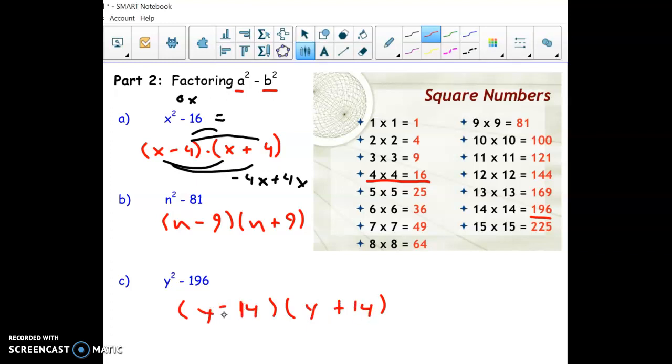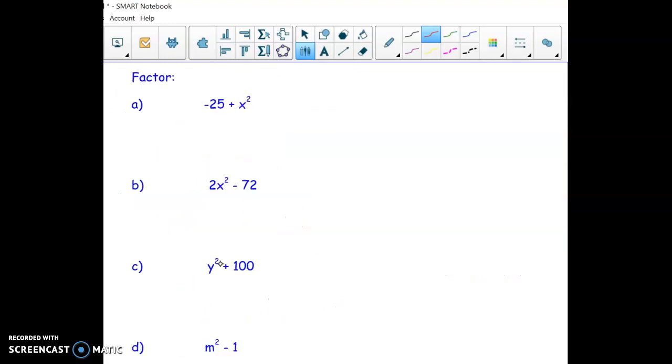Okay, and if you had them in the reverse order, the plus 14 minus 14 here, that's the same thing. 2 times 5 is the same thing as 5 times 2. So it really doesn't matter the order that you write the multiplication in. All right, so here's some more kind of challenging questions for you to try. Again, pause the video and then unpause when you're done.